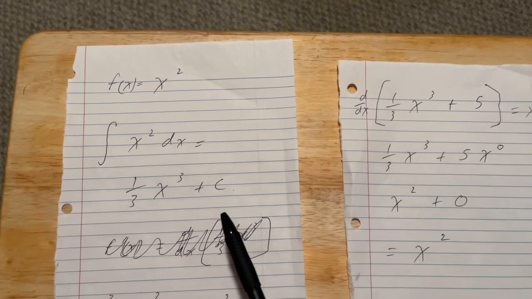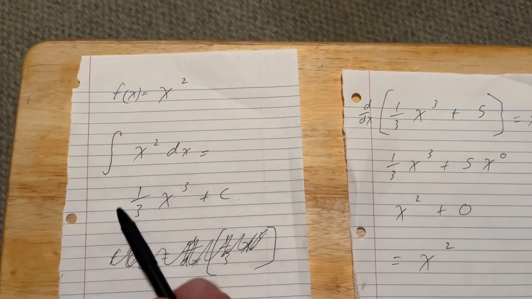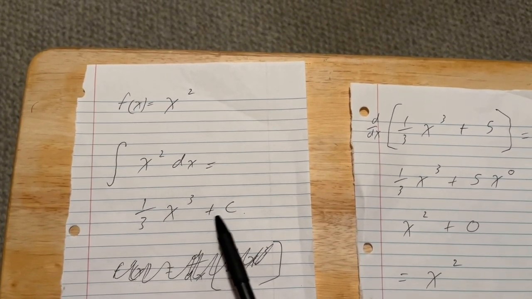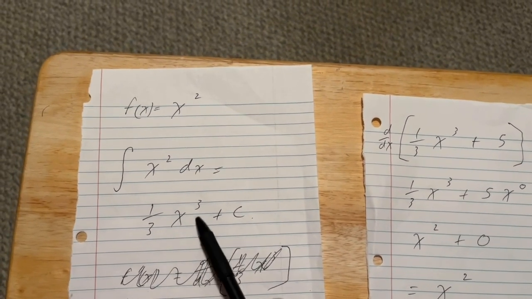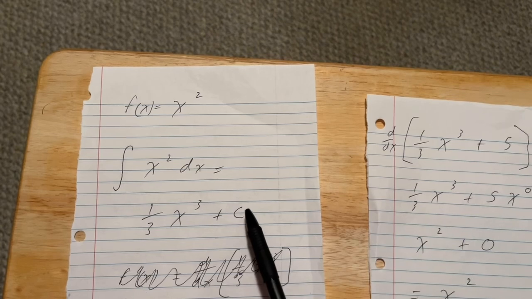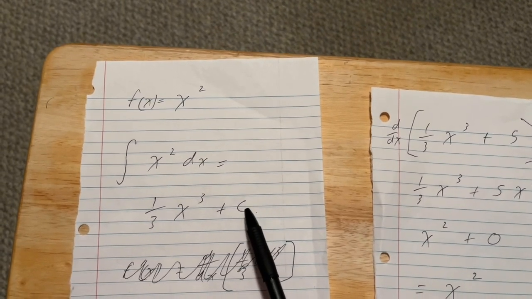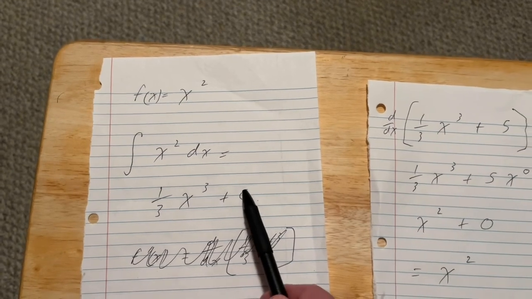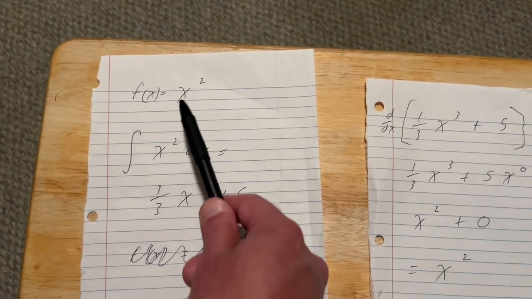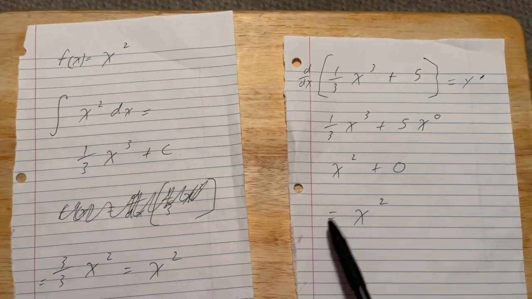So we add the c here because if we want to reverse this to get back to the original function, that means we take the derivative of this whole thing. This whole thing is the integral. So that c could equal any number of 5, 10, or 37. When we take the derivative of it, it'll disappear, and we just end up with our original x squared right there.